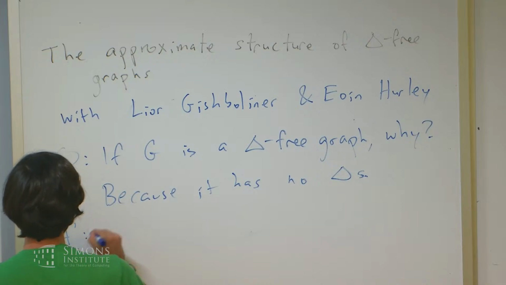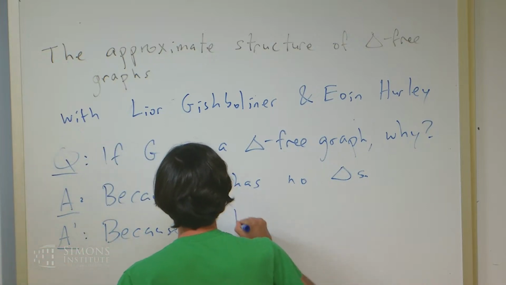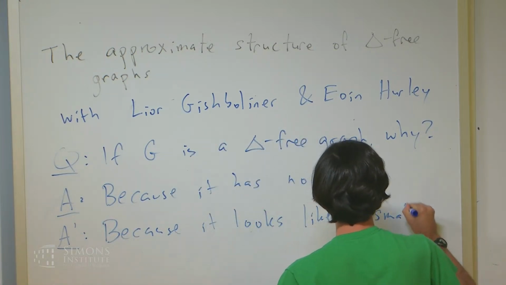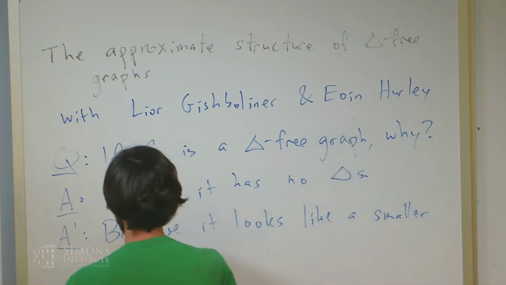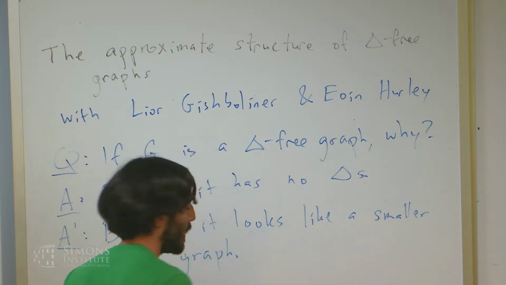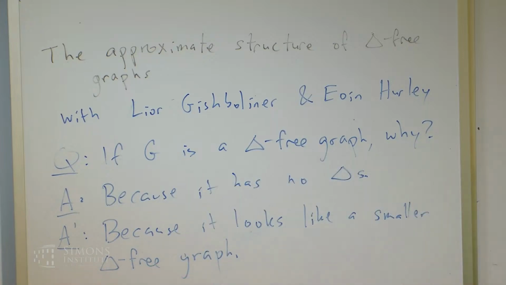So answer prime is because it looks like a smaller triangle-free graph. And if you don't remember anything else from this talk, this is what I want you to remember. So this fits, I think, with the theme of this conference. In general, this is a very general thing that occurs a lot.